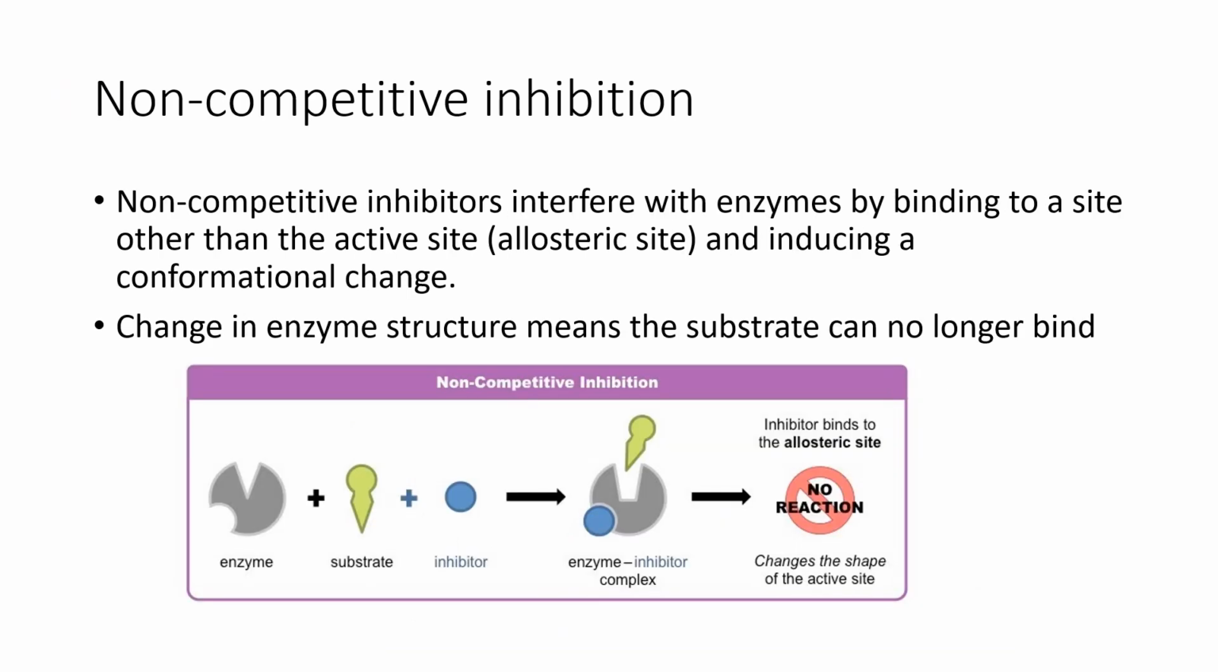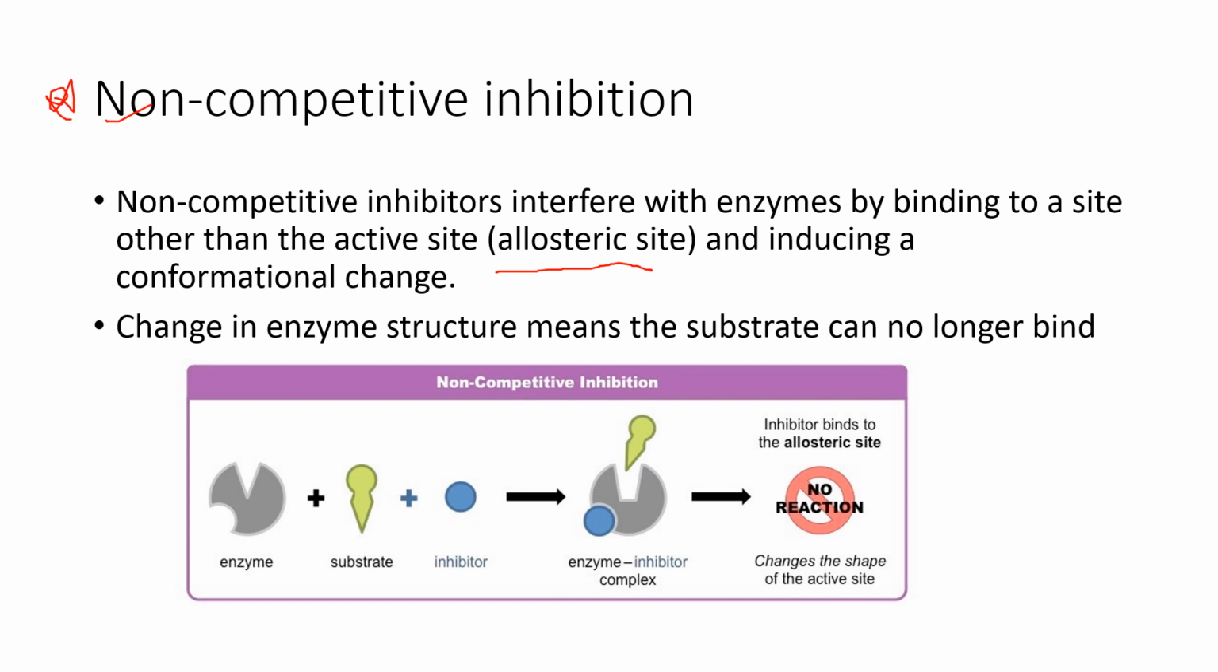We also have something called non-competitive inhibition. So non-competitive inhibitors are not competing with the substrate directly, but they interfere with the enzyme in other ways. So the non-competitive inhibitor, sometimes called an allosteric inhibitor, you might see that somewhere as well. They bind to a site that's not the active site. So they bind to a site other than the active site, which can also be called an allosteric site, which induces a conformational change in the enzyme. So that just means the enzyme changes its shape.